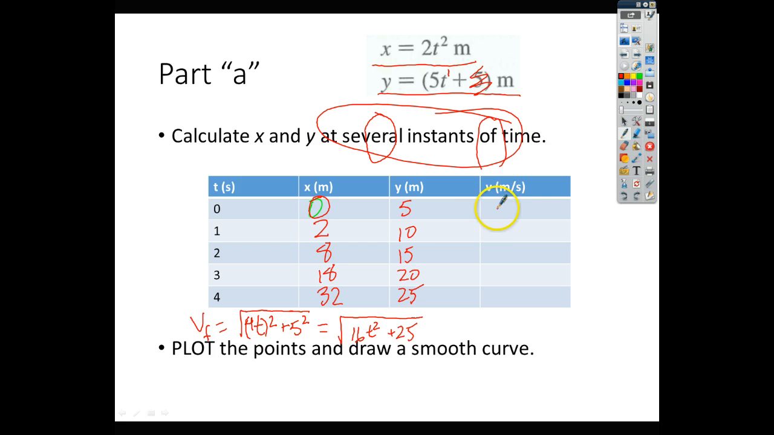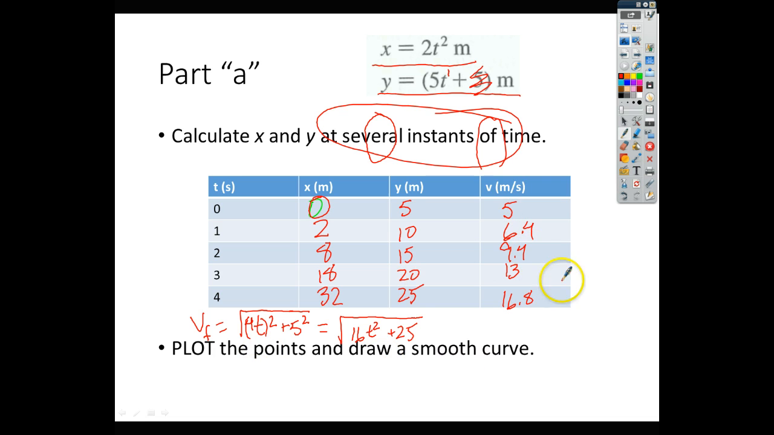So right here, this velocity, if we have 0 time, this would be 0, and the square root of 25 would just be 5. For the next one, we plug in for our time, it's 1. So 1 squared is 1, 16 plus 25 ends up being 41. You do the square root of 41, and you should get 6.4. Similarly, you're going to do 2 here. 2 squared is 4. 4 times 16 plus 25, and you do the square root. You end up with 9.4. For the next one, we have 13. And then finally, we have 16.8.